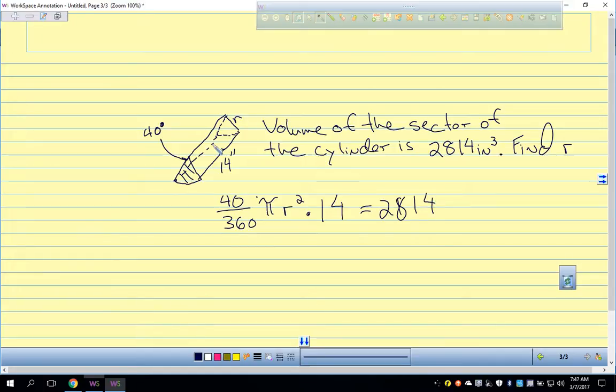This is just the volume of this sector, because this would be the volume of the entire cylinder, pi r squared h. The hard part is solving for r, which is not very hard for you guys. What is 40 3/60ths reduced to? 1/9, right? So you get 14 over 9 pi r squared equals 2814.